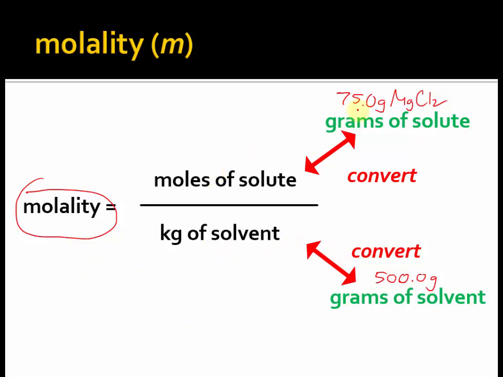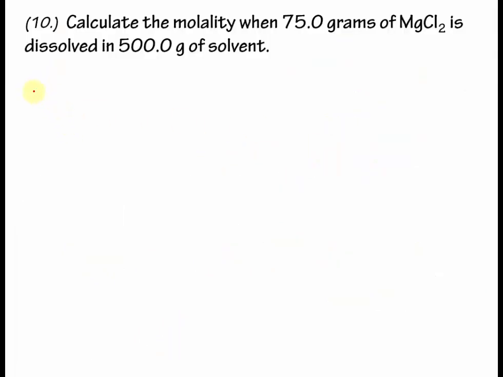So let's start out with the top, grams to moles. 75 grams of magnesium chloride. Convert that to moles. I'm getting rather sloppy today. Apologize.